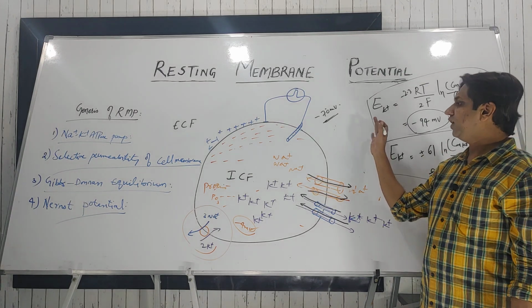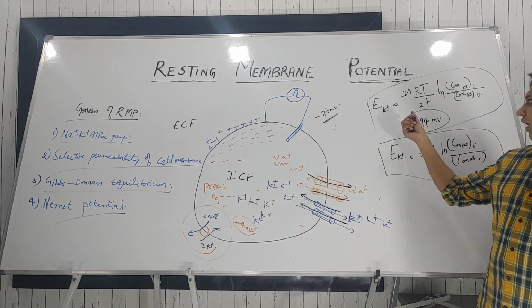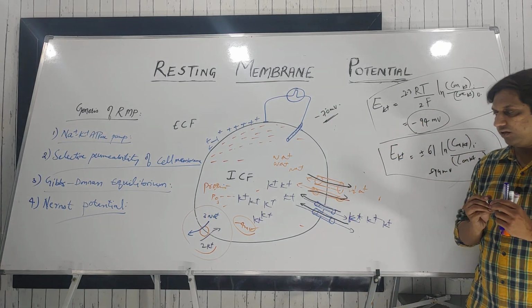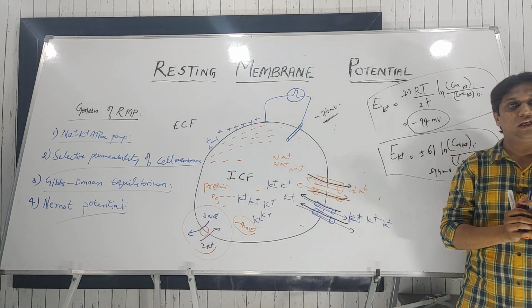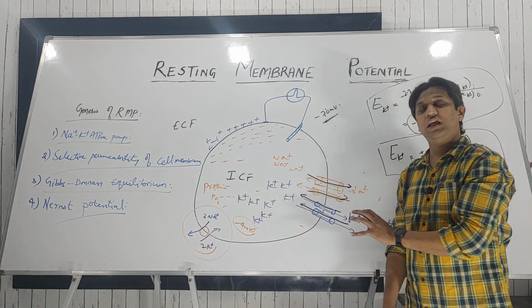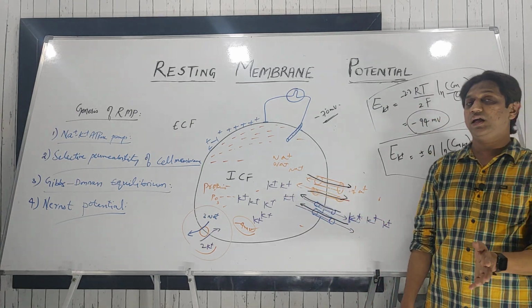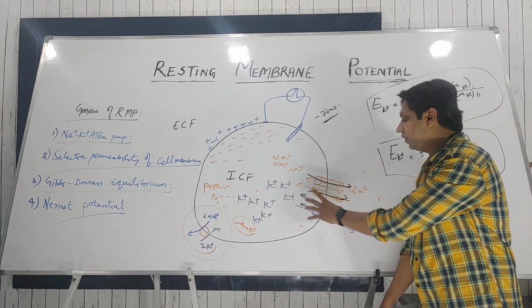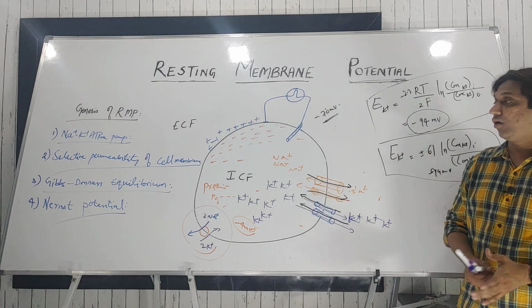Okay, so this is the Nernst potential, which will give the value of the diffusion potential, that is, it will give the value of the equilibrium potential. Equilibrium potential is the potential at which the concentration gradient equals the electrical gradient of that ion and there is no net movement of the ion across the cell membrane. Hope the concept is clear.